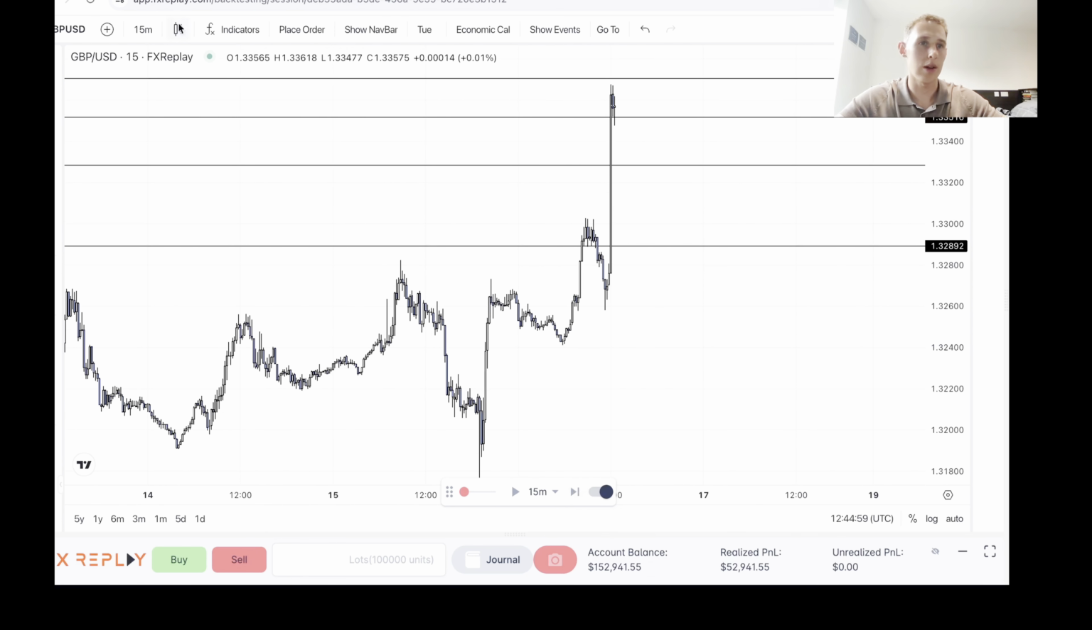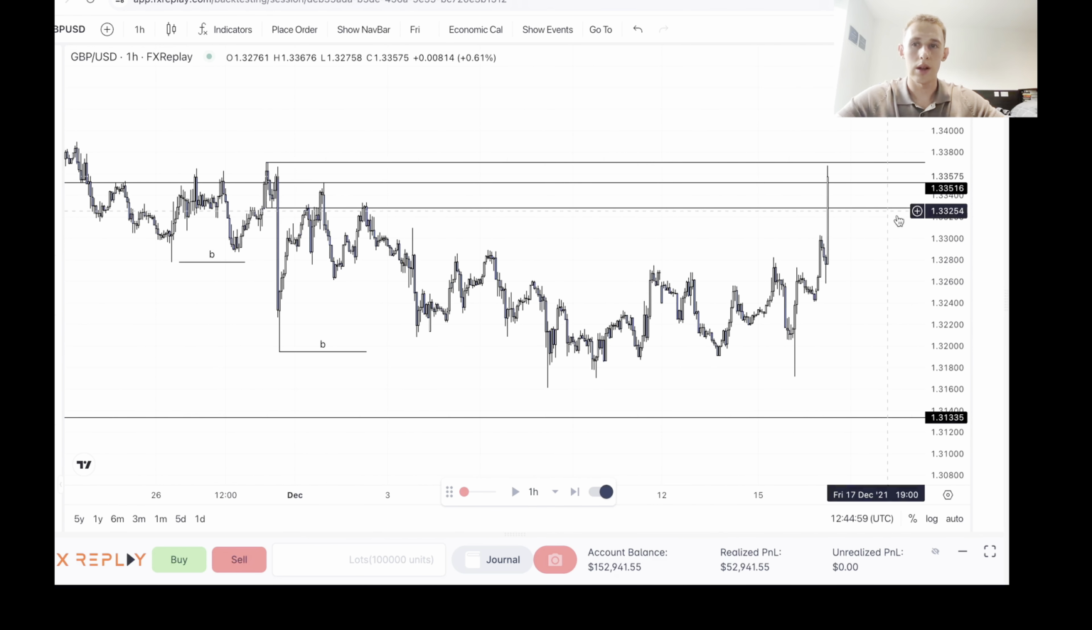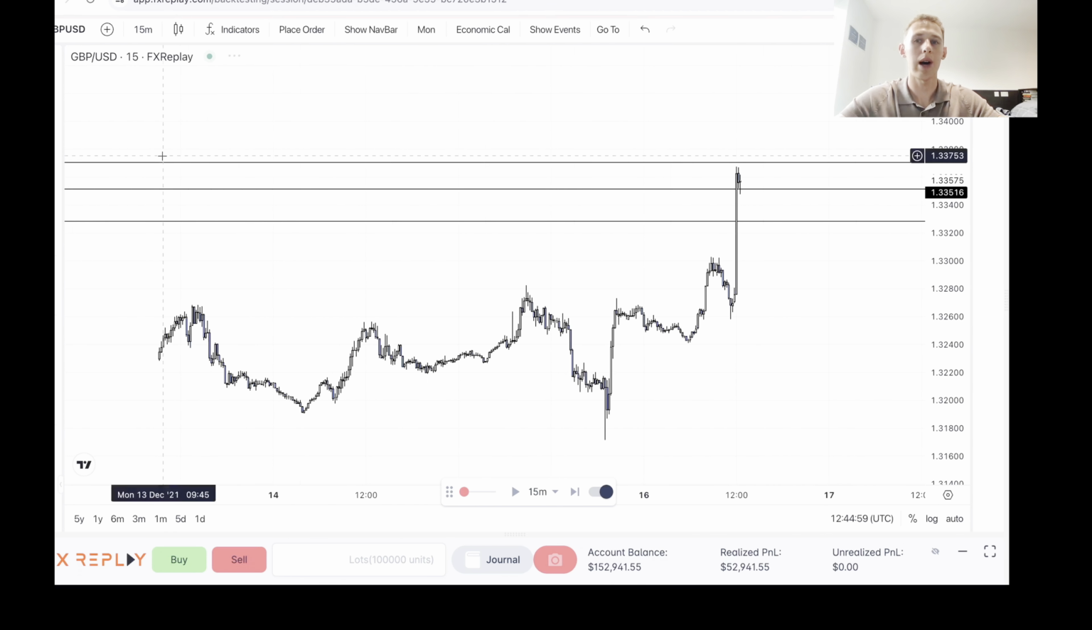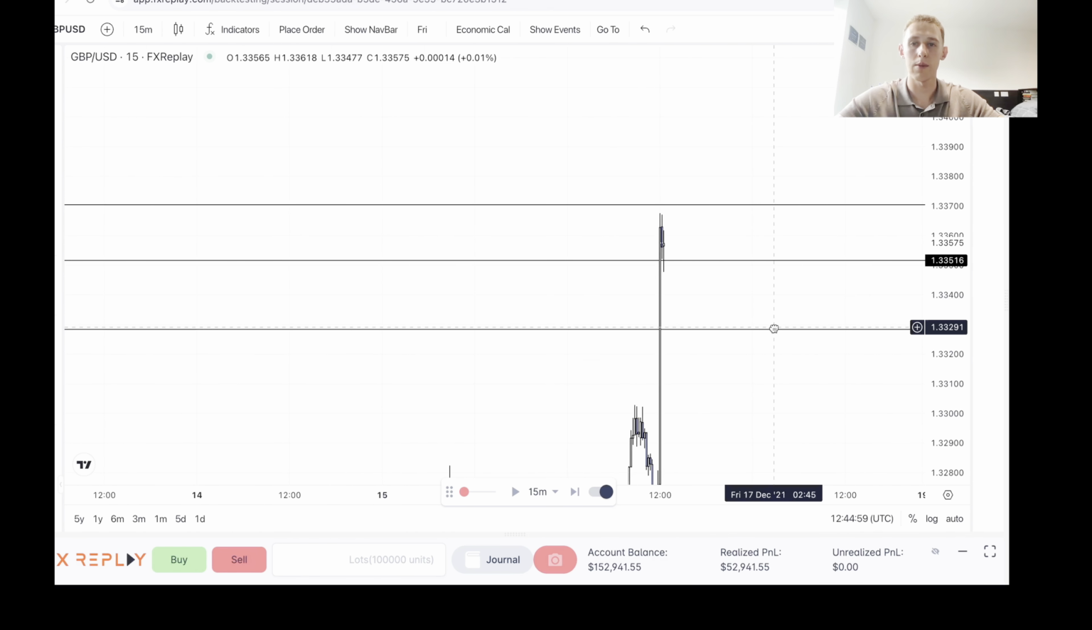Oh, there we go. Good thing we did not sell. Price has also now taken out this area, which was the next sell level. So let's see what happens here. It could also go for the top of this supply. That would also be a valid sell.